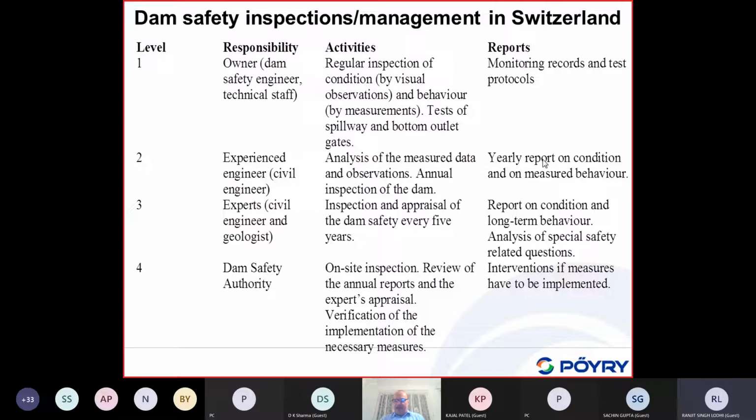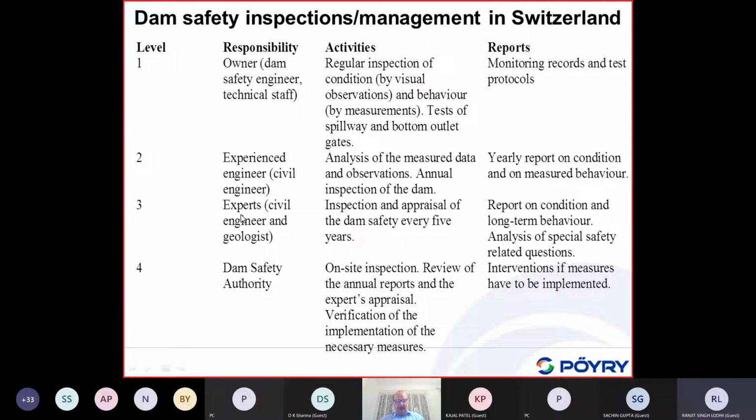Now, what is the result? This is a yearly report on the condition of a dam and on the measured behavior of a dam. So that is level two, the annual inspection. This is usually done by one person. It could be done by two persons, but usually the budgets are not adequate. It would of course be better to have more than one, but in our case, it is being done by one expert, and maybe in exceptional cases, there are two experts doing the level two work. And this experienced engineer is not an engineer from a dam owner. He is an independent engineer.